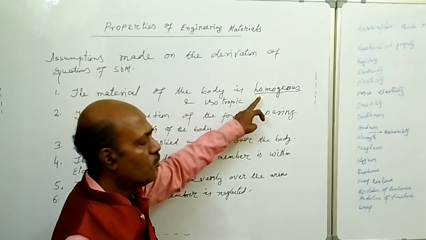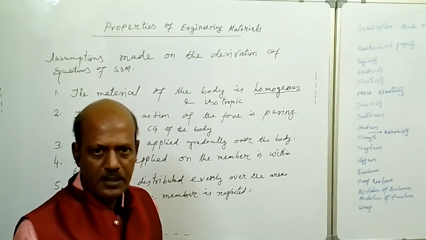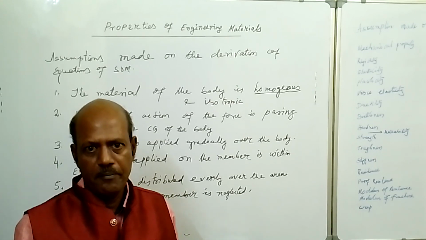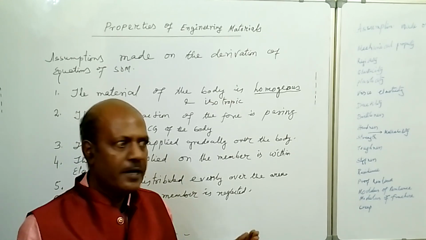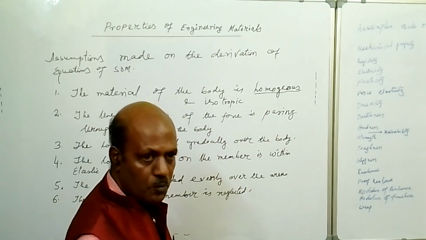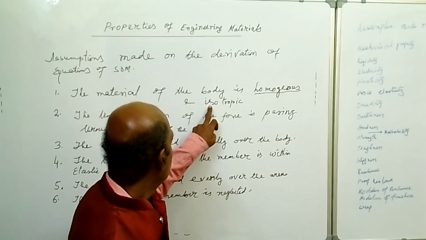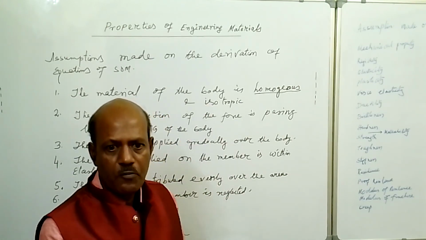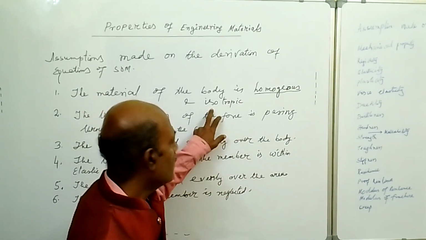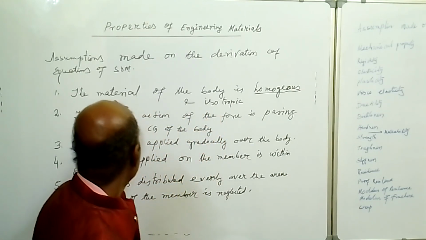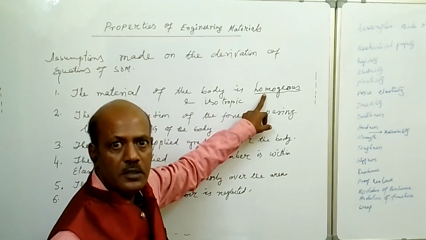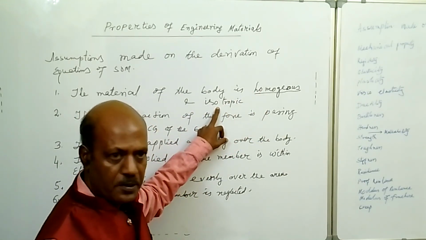If we consider homogeneous, that means the chemical composition throughout the body is the same. That means at every point the chemical composition of the body is the same, then the body is said to be homogeneous. And second is isotropic. If the property value in all directions is the same, then the material is called isotropic material. So whatever material is assumed here in our derivation is homogeneous and isotropic.